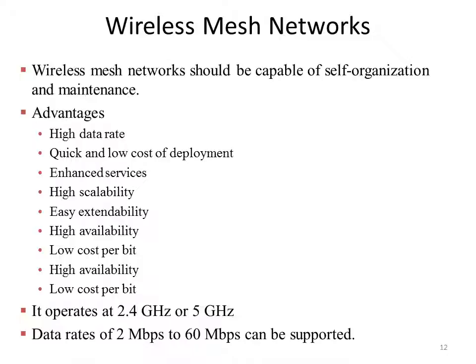This type of wireless mesh network can operate between 2.4 GHz to 5 GHz. The data transfer rate of 2 Mbps to 60 Mbps can be supported. Suppose in our mobile devices or our laptop, we can work from kbps up to 5 Mbps or 10 Mbps or 30 Mbps. But this type of wireless mesh network can work from 2 Mbps to 60 Mbps.